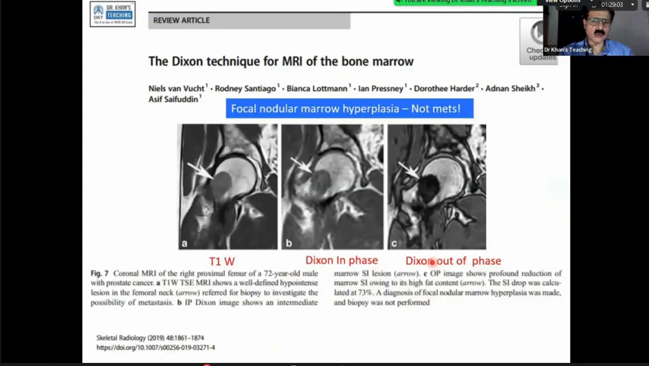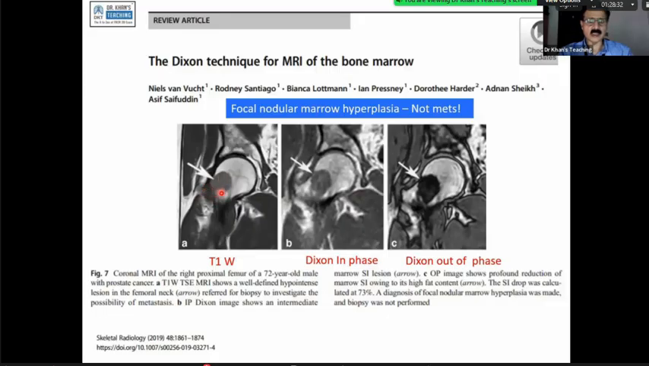Just wanted to teach you this. Look at this one. This is from Skeletal Radiology. Now, Ian Pressney is one of our DKT faculty members. He shared this with me. This is his study from Royal National Orthopaedic Hospital. Look at this in phase. So on a T1 weighted sequence, there was a lesion here.